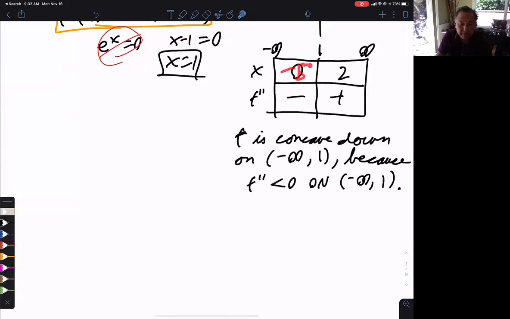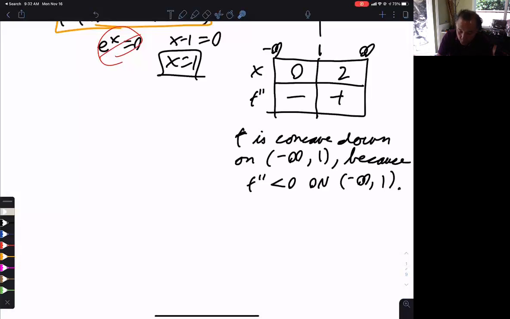You could put -1, -5, and the reason is because the only place where it can change signs is at 1. So therefore, it's either always positive or always negative to the left. So any point you pick is going to get the same sign. It's not going to change, okay?